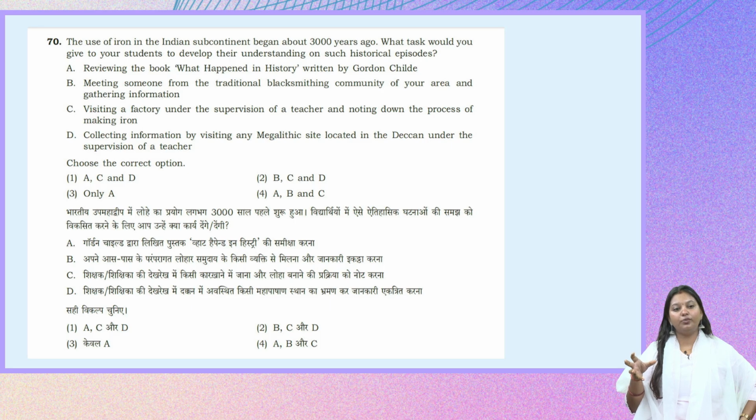episode? So the options that we have here, the four ways that they have mentioned here: A, reviewing the book What Happened in History written by Gordon Childe. B statement, meeting someone from the traditional blacksmith community of your area and gathering information. Option C, visiting a factory under the supervision of a teacher and noting down the process of making iron. And option D, collecting information by visiting any megalithic site located in the Deccan under the supervision of teacher.